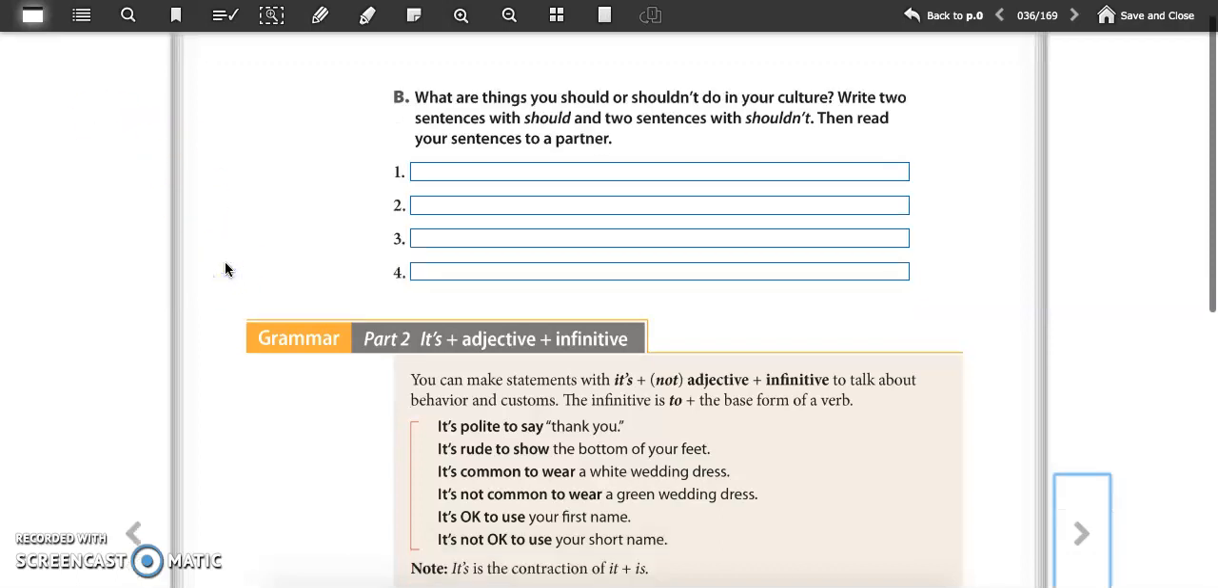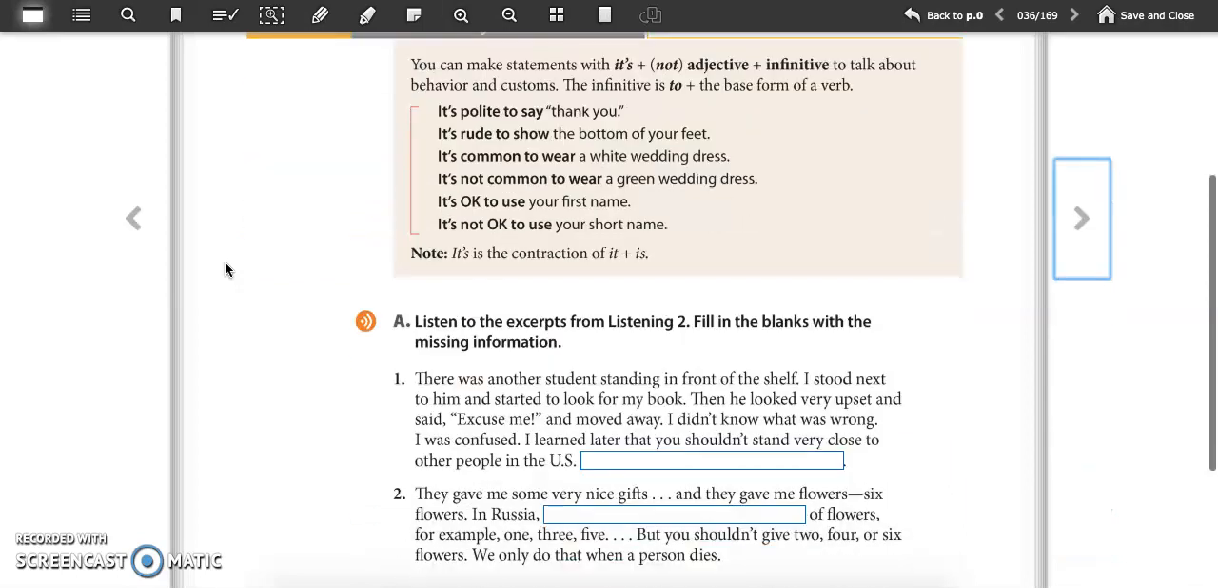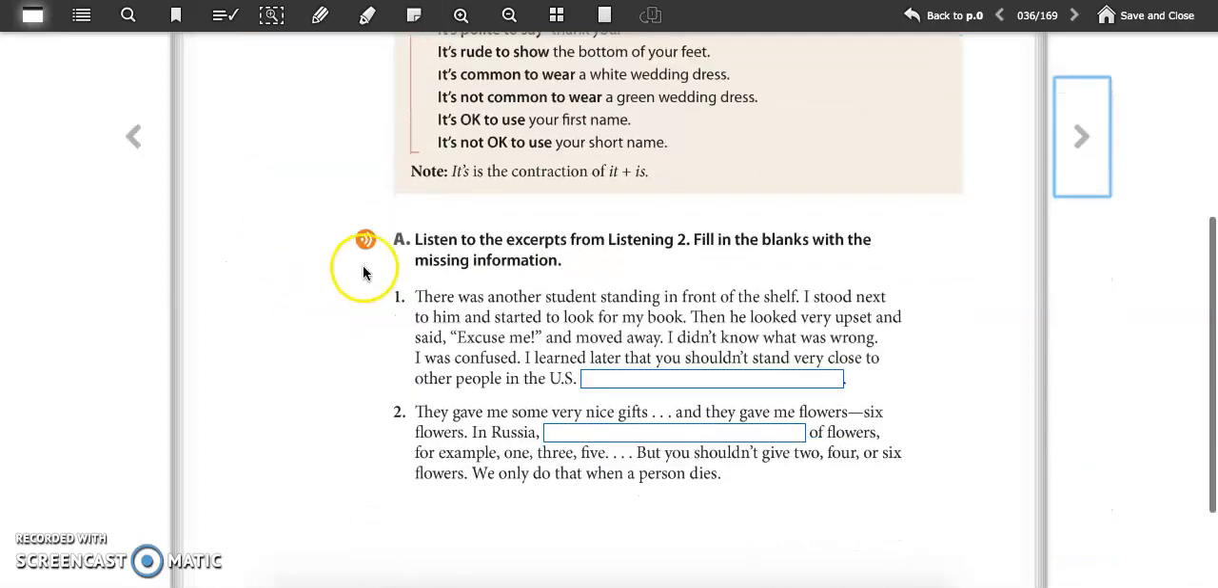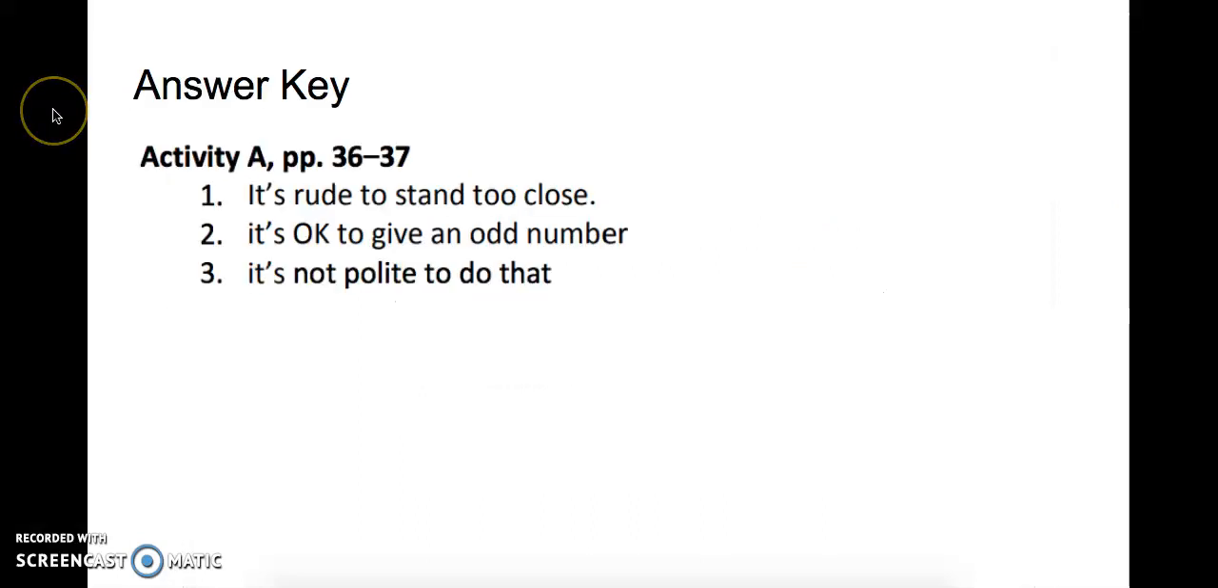I want you to move on to grammar part 2. Now for exercise A, you need to listen to the excerpts from listening 2. Fill in the blanks with the missing information. Thereafter, the answer key will be provided. Here is the answer key for Activity A on page 36 and 37. Please pause the video and check your answers.